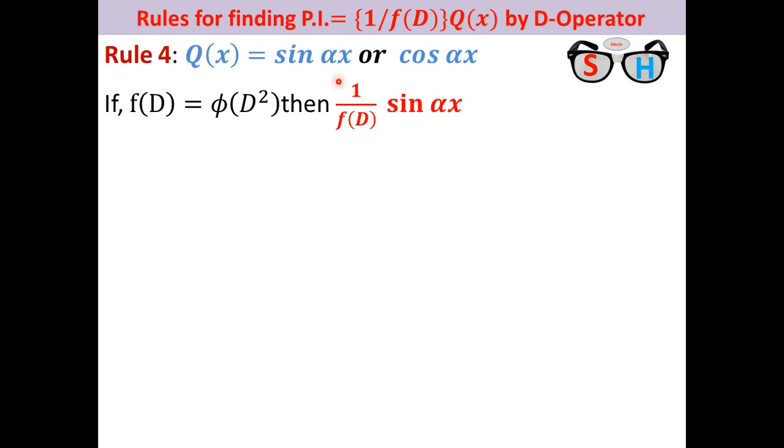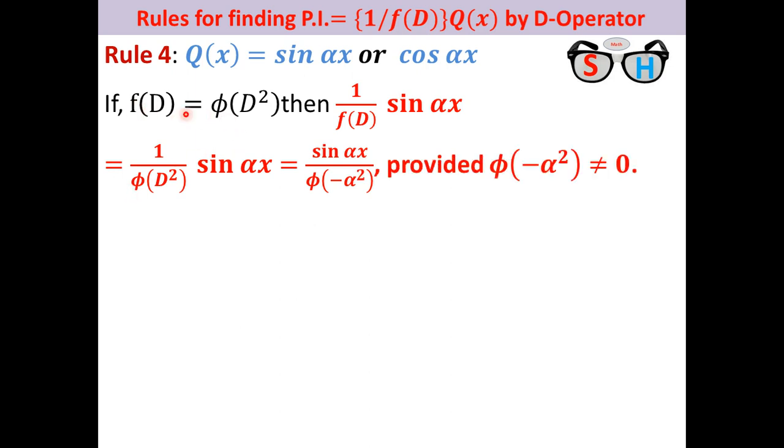Okay, if f(D) is equal to a function of D squared, say phi of D squared, then 1 by f(D) of sin(alpha x) equals... I replace f(D) with phi of D squared, and the formula says that you have to replace D squared by minus alpha squared. You see that in this portion, we just replace D squared by minus alpha squared. This is the rule, provided phi of minus alpha squared is not equal to 0. This is rule 4.